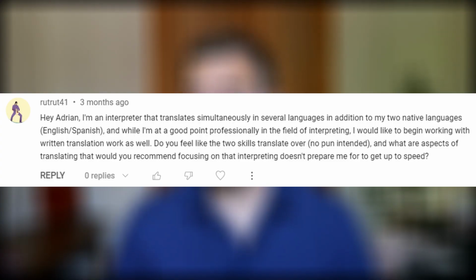Number 3, rather long one, from Root41. Hi Adrian, I'm an interpreter that translates simultaneously in several languages in addition to my 2 native languages, English and Spanish. Wow. And while I'm at a good point professionally in the field of interpreting, I would like to begin working with written translation work as well. Do you feel like the 2 skills translate over? No pun intended. And what are the aspects of translating that you would recommend focusing on that interpreting doesn't prepare me for to get up to speed?